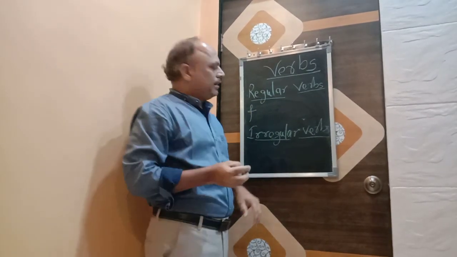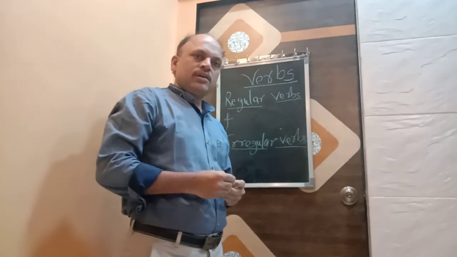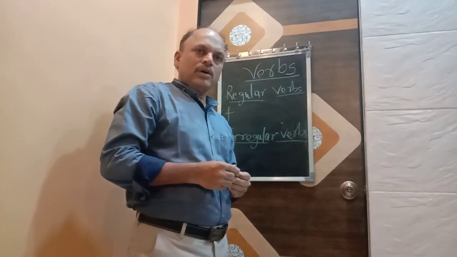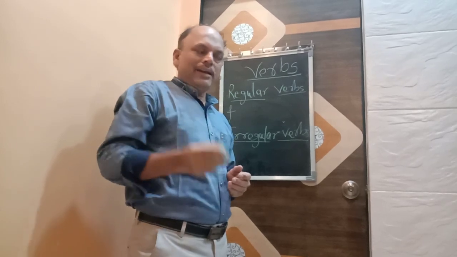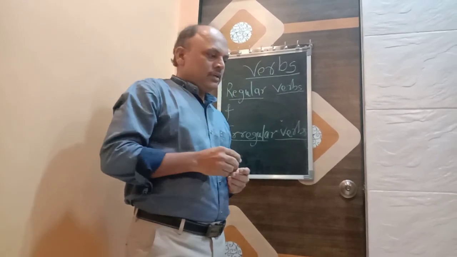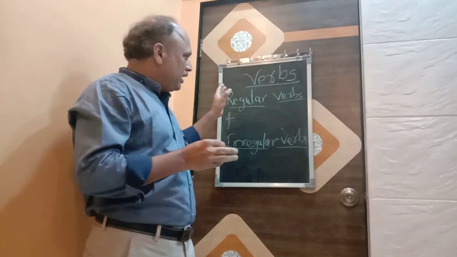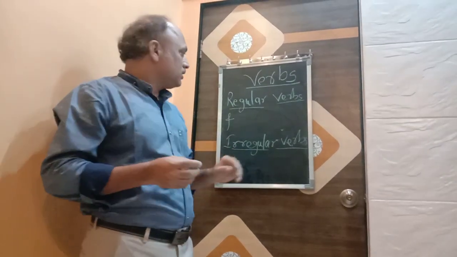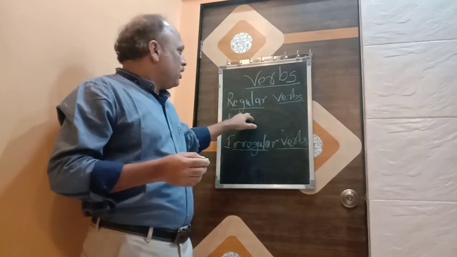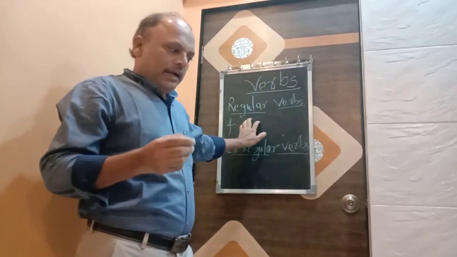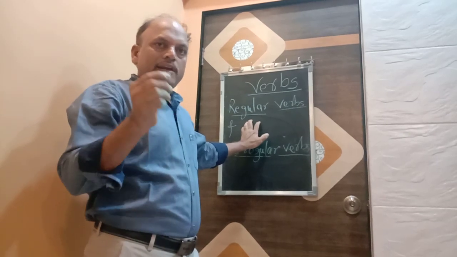While making the past of some verbs like run, ran, or know, knew, we will categorize these into regular and irregular verbs. The regular verbs are made by adding d or ed.